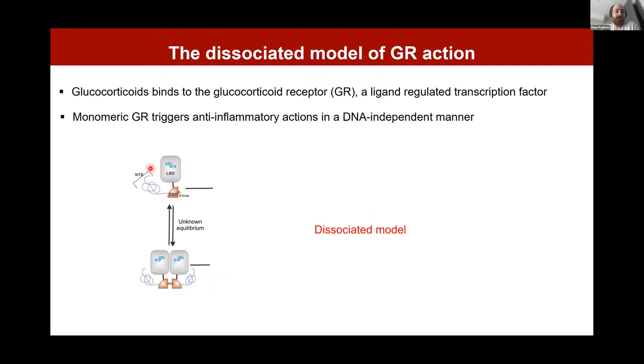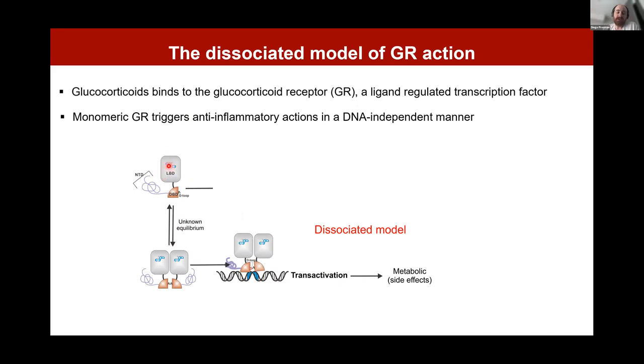So according to this model, GR lives in 2 oligomerization states. It's either a monomer or a dimer. And the dimer is the one that is involved in binding directly to response elements across the genome and then regulate gene expression that way. That was historically named the transactivation activity of the receptor. And that is believed, according to this model, to be involved in most of the side effects of glucocorticoids, okay?